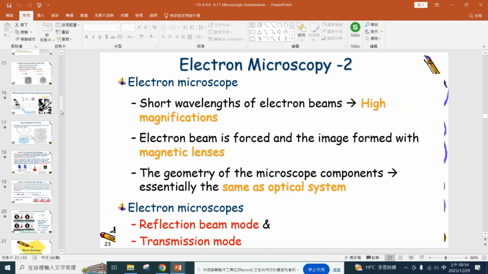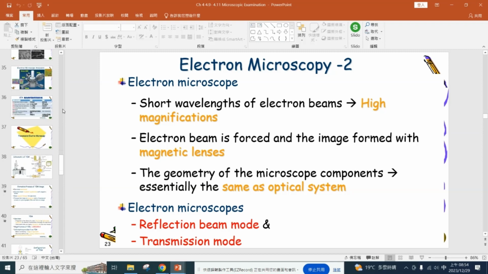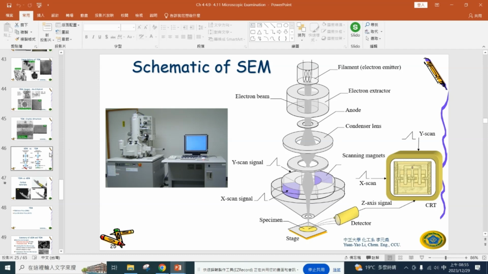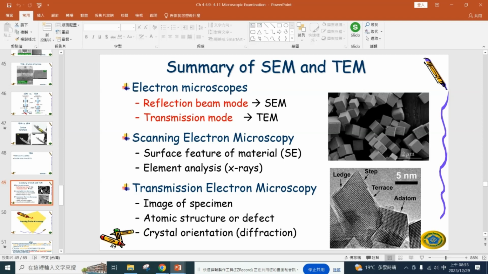After that, we moved to the microscope, and we talked about 3 techniques. The first one is TEM, the second one is SEM, and the third one is SPM, but we skipped the SPM. Today we are going to have a quick look at the SPM. So, electron microscopes, including SEM and TEM. The SEM is reflection beam mode. The electron beam hits the object and reflects, so we get information about the surface of the object.